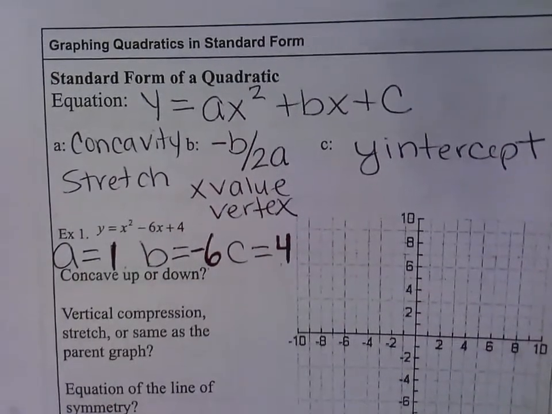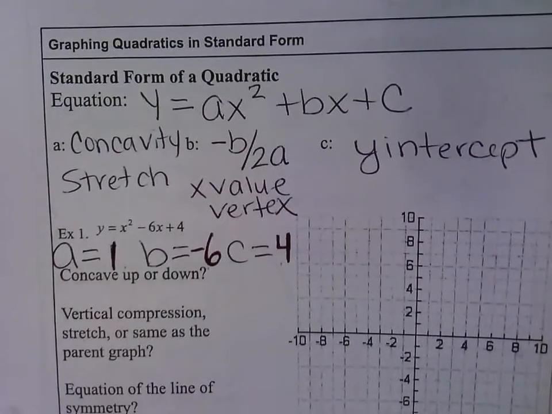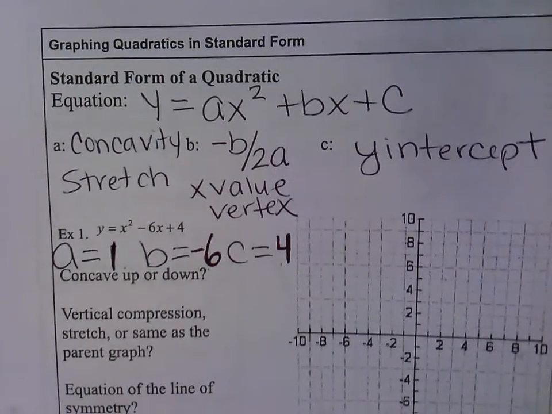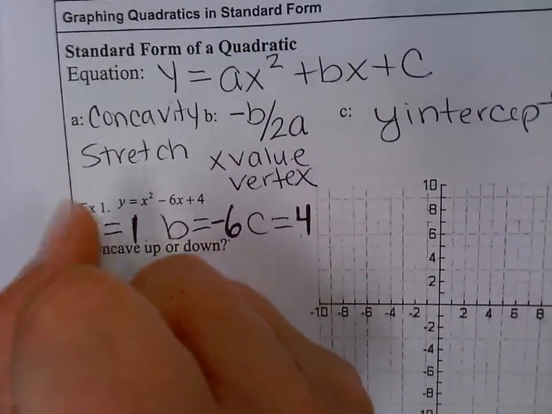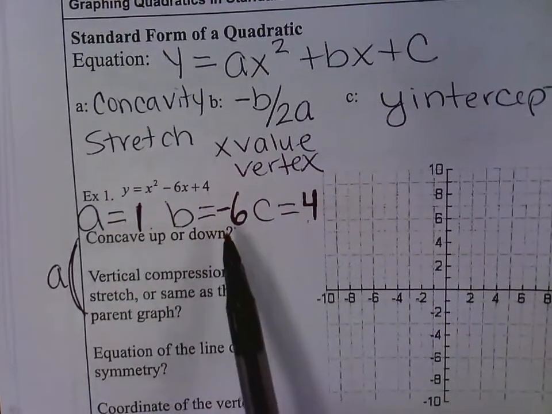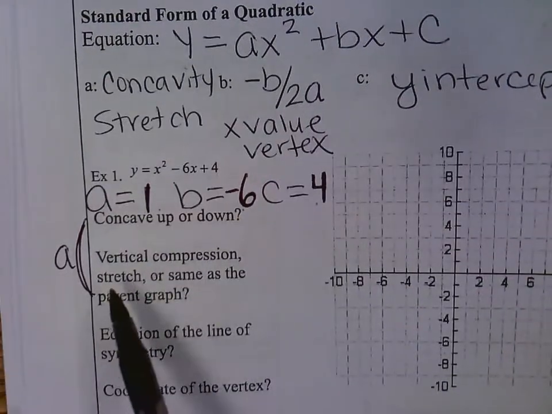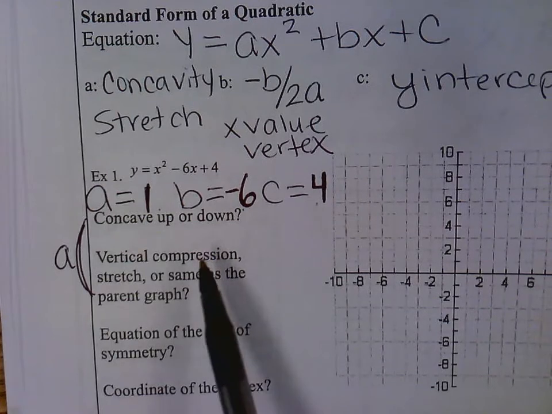1, -6, and 4. So I'm going to do the ABCs. My A value kind of tells me these first two things. Is it concave up or down? Is it a vertical stretch? Compression means shrink, or is it the same as the parent graph?